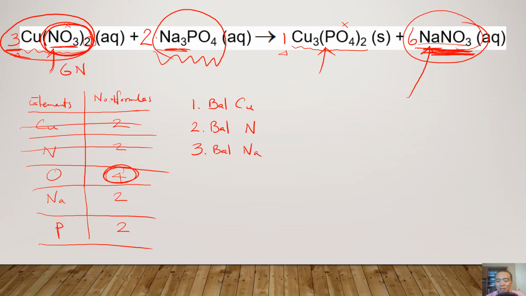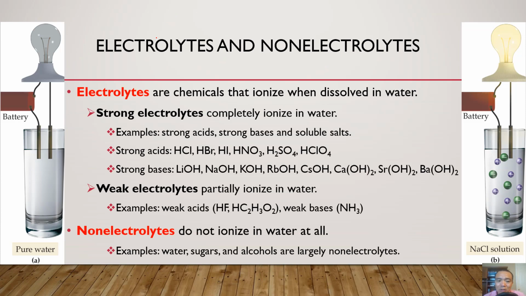Next, we are going to talk about electrolytes and the non-electrolytes. Electrolytes are the chemicals that will ionize when dissolved in water. Electrolytes can be classified as strong electrolytes and weak electrolytes. Strong electrolytes ionize 100% in water. So strong means complete ionization. Weak electrolytes partially ionize when dissolved in water. So the keyword is partial ionization for weak ones. To remember, weak electrolytes are still electrolytes.